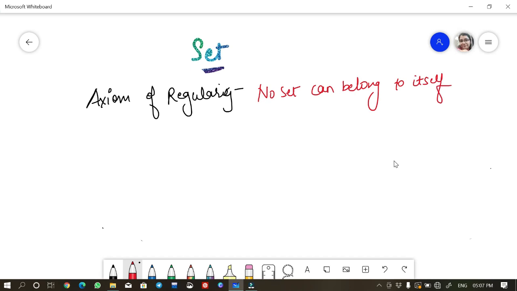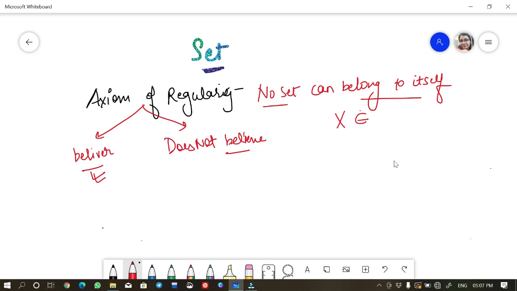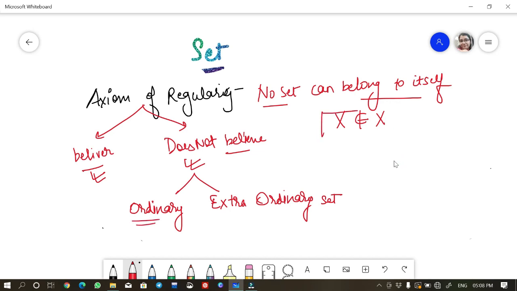Okay. There are two types of people. I already told you, one who believes, so I will write believer here, and one who does not believe. One who believes says that no set can belong to itself, that if X is a set, it cannot be a member of itself, right? And if someone doesn't believe in this, according to him, there are two sets. One set is the ordinary set, and one is the extraordinary set, right? The ordinary set satisfies the property that it doesn't belong to itself. But for the extraordinary set, the property is that there exist sets such that X belongs to itself.